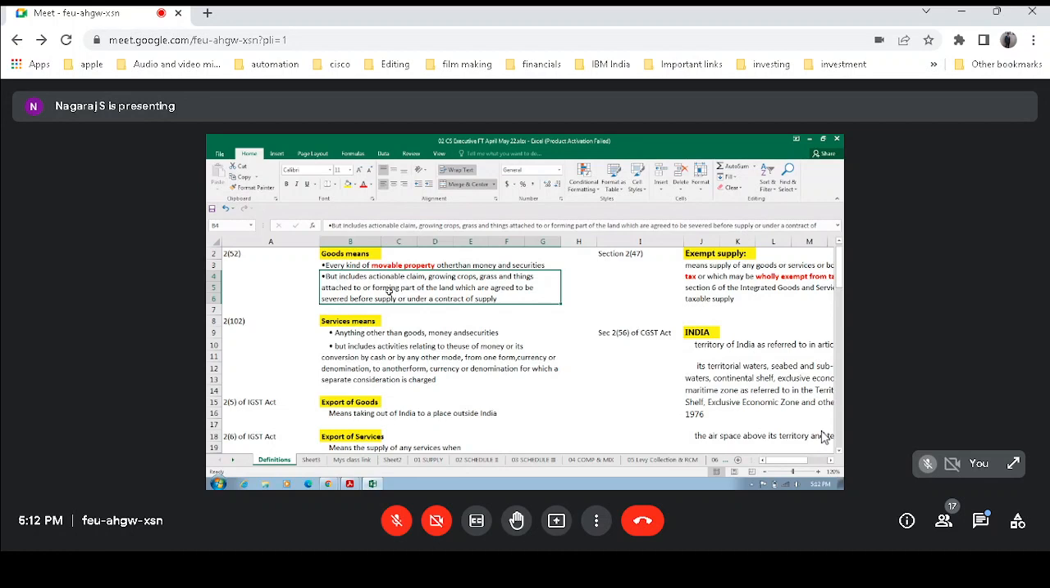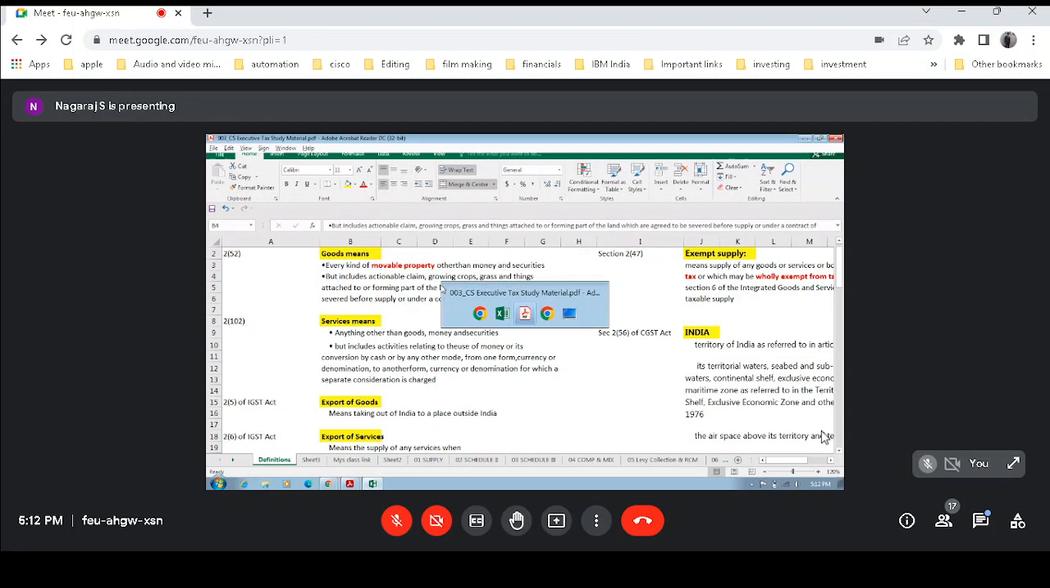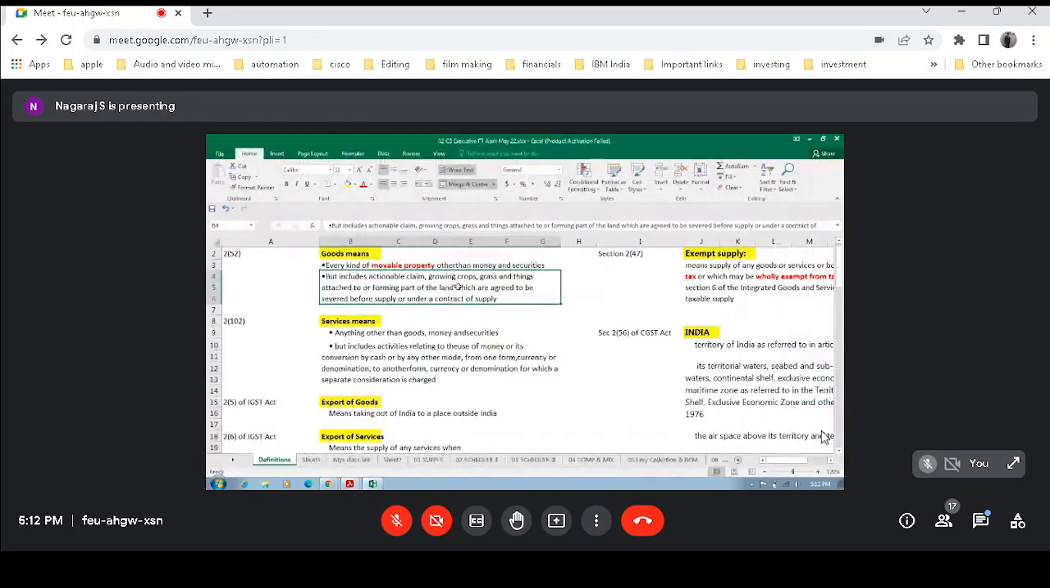Understood? Okay, this is one part. There are plenty, but depending on the situation, we need to understand whether it is an actionable claim or not. Okay, growing crops, grass, and things attached to and forming part of the land.